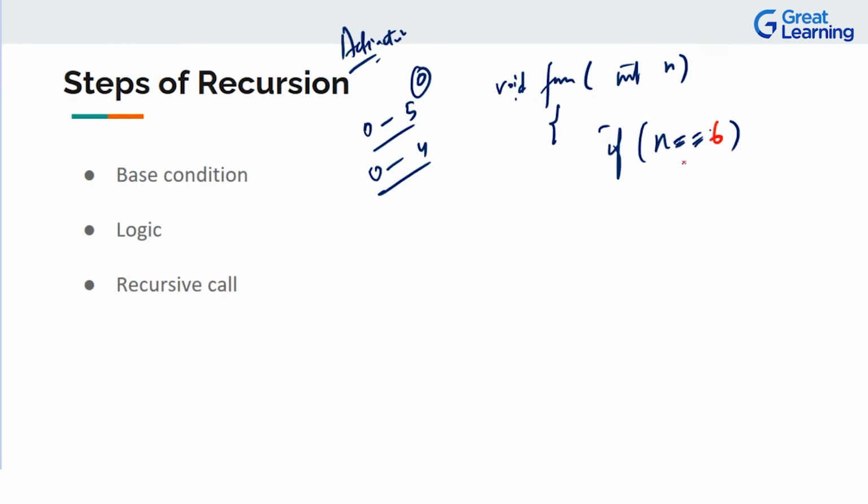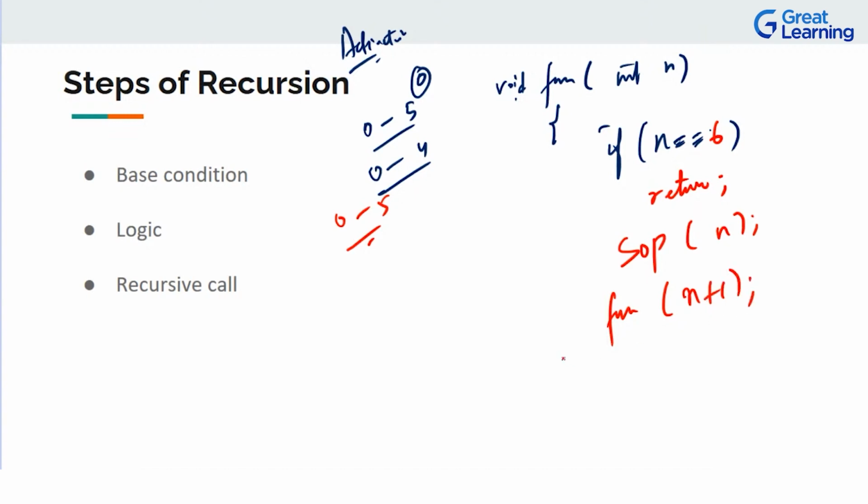Okay, so now let's suppose I wrote 6. That means I am printing 0 to 5, that means 6 elements. So if that is the case, when we are here, we return. Else we SOP, that means we are printing n. And then we are calling the recursive function again, but this time with updated arguments. That means we are incrementing our n, because earlier we had 0.